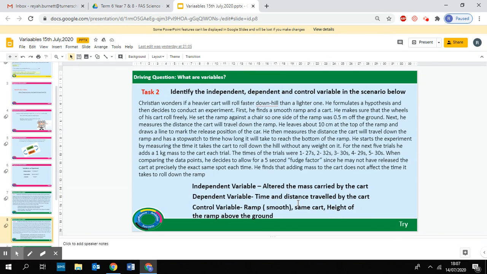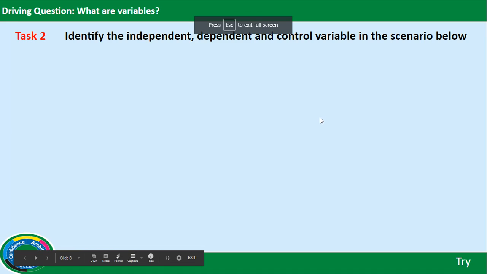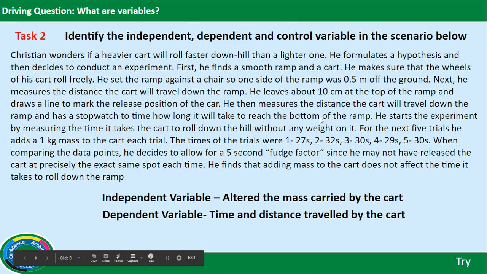Now the dependent variable was the time and the distance traveled by the cart. So he's measuring the time it takes for the cart to move from the top of the ramp all the way to the bottom. Because he wants to see how long it's going to take, he's measuring time. And he's also measuring the distance that's traveled by the cart at that time. So that would be a dependent variable.